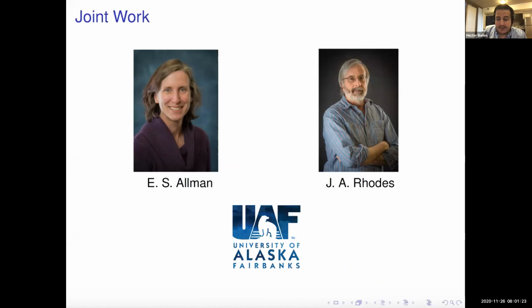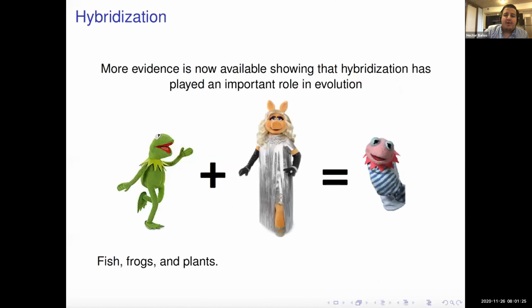Okay. So more evidence is now available showing that hybridization has played an important role in evolution. What you can see there is just a cartoon of what I mean by hybridization. That is when two different species merge genetically to create a new one, like Kermit and Miss Piggy would create a new species. And although this is a cartoon, it is true for fish, frogs, plants, salamanders, and other species that are showing more traces of hybridization.